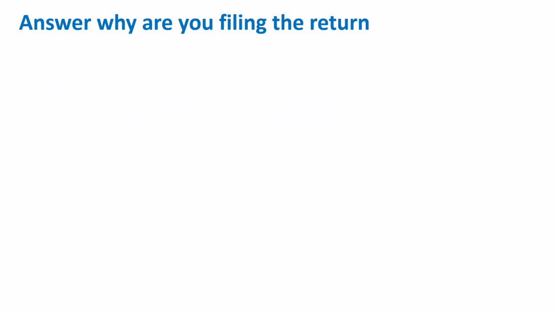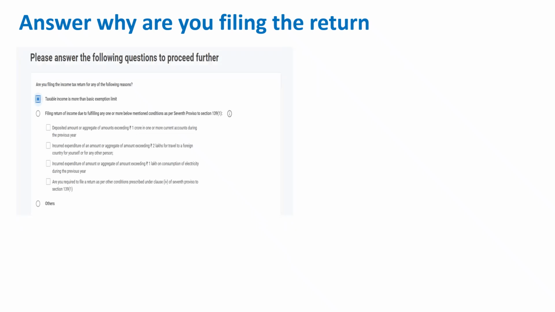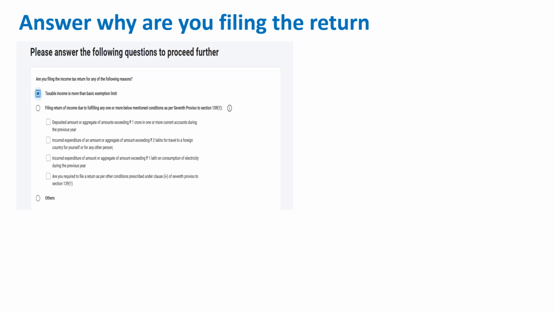Once you click on ITR 1, it will ask you, why are you filing this return? That means, what is the condition you have fulfilled to file this return? So this is the page you will see, and you need to select the first one, that is, taxable income is more than basic exemption limit.